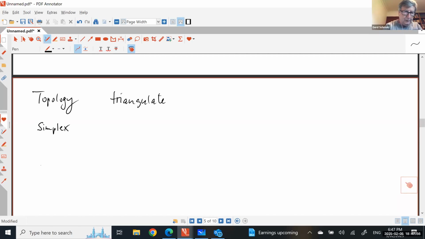A one-dimensional simplex is just a segment from 0 to 1. A two-dimensional simplex is a triangle which has a corner 1 here, 1 here, and 0 here. So that is a two-dimensional simplex. And a three-dimensional simplex is something like this.